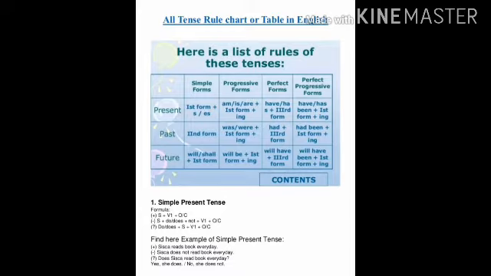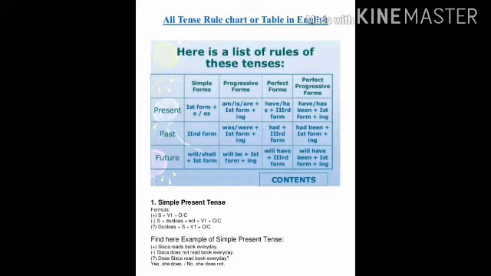Then past continuous tense, then was/were plus ing. Past perfect tense, had plus third form of verb. And then past perfect continuous tense, in that had been plus first form of verb plus ing.